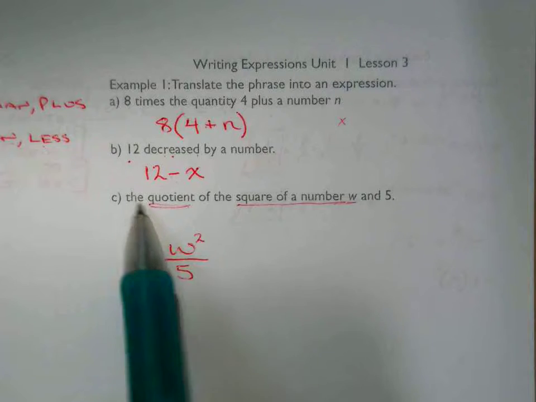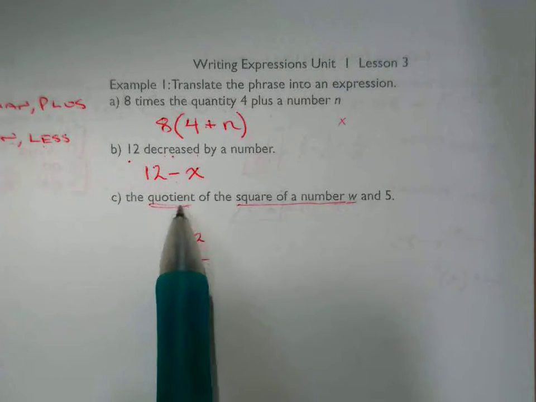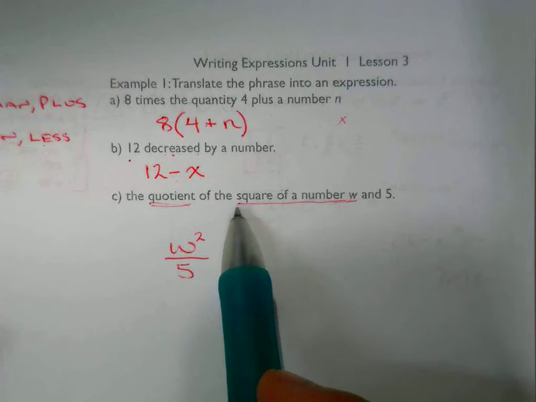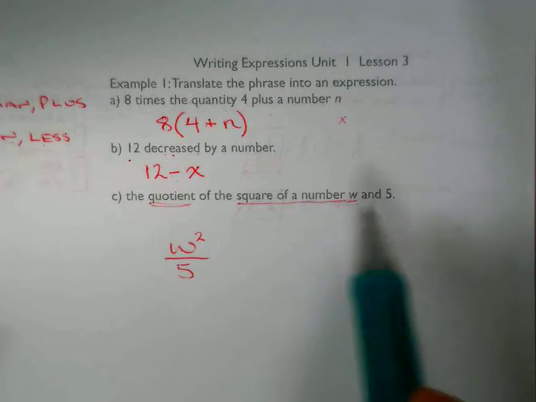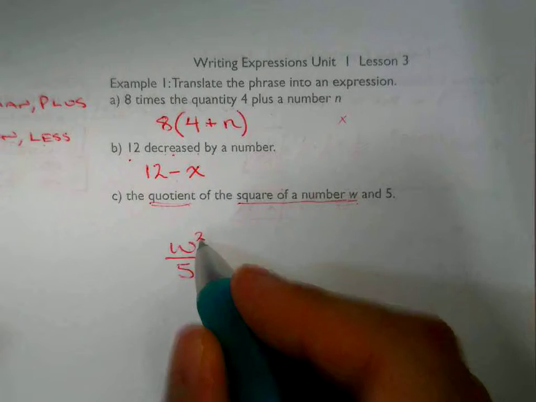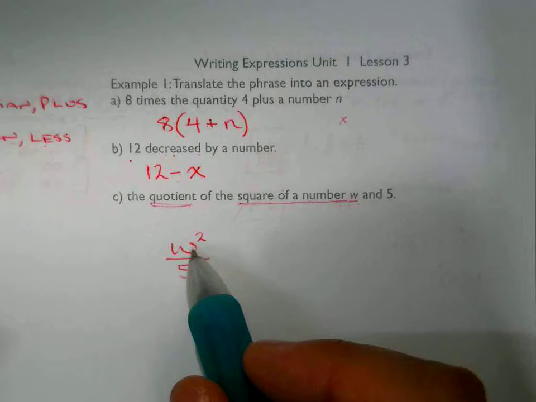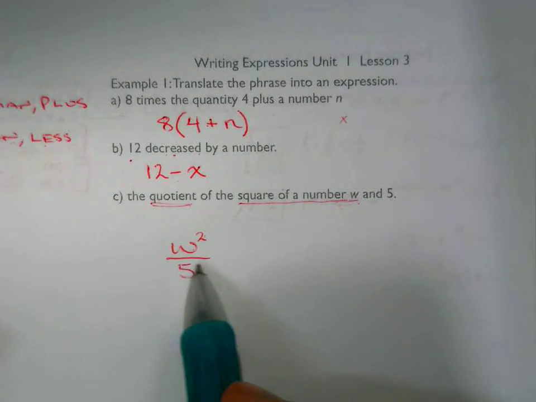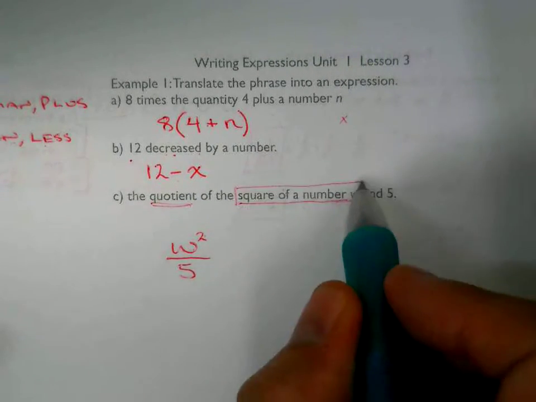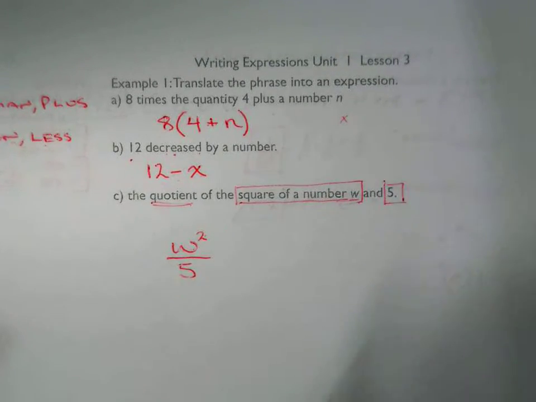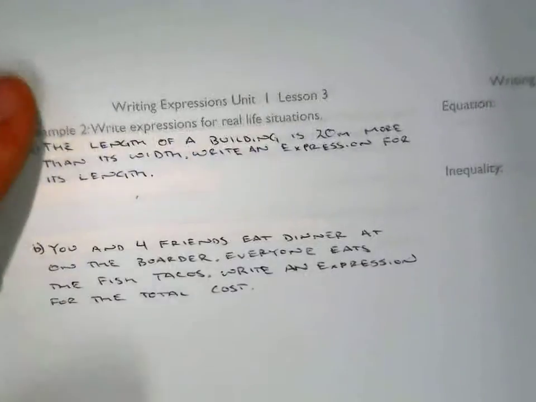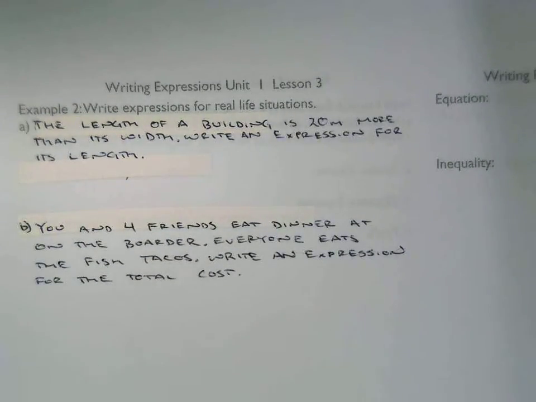All right, here we've got the quotient, so our mind should automatically be thinking divide, of the square of a number w and 5. When we square a number, that's like taking it to the second power. You remember that from our first lesson in this chapter. So here we have one thing, that's the numerator, and then the other thing would be the denominator. To finish this off, you can see I had to put this in my own handwriting. Yours probably looks different, so maybe erase those or just write over the top.